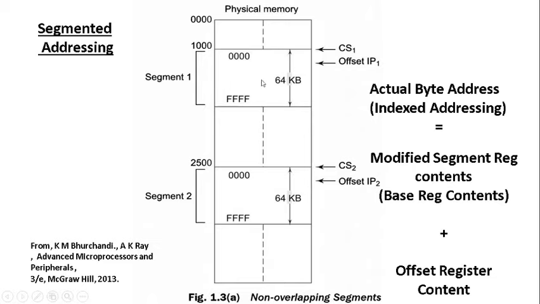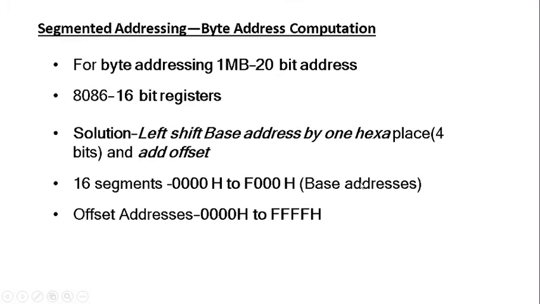But in the case of 8086, it is actually not done like that. We will modify the content of CS, then add it with IP. So indexed addressing in 8086 happens like this: the base register contents have to be modified, then added with the offset register content. Why should we modify the segment register content? It is directly related to the register size of 8086 and its addressing requirement.